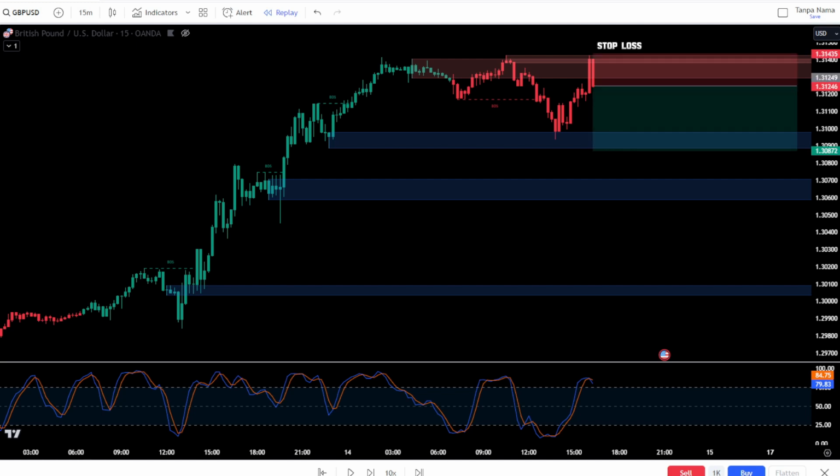Place the stop loss above the bearish order block area or at the latest swing high. Target the take profit with a risk-reward ratio of 1 to 2.